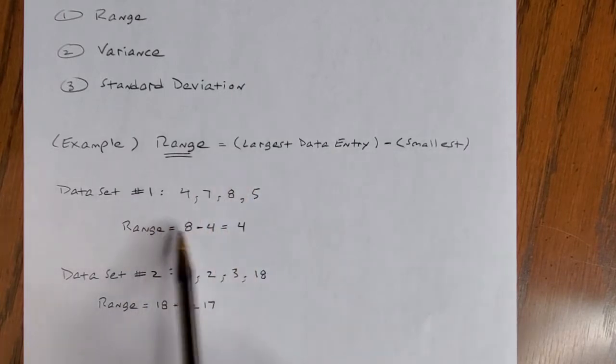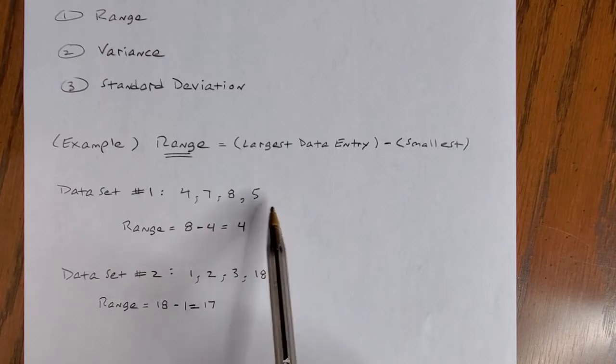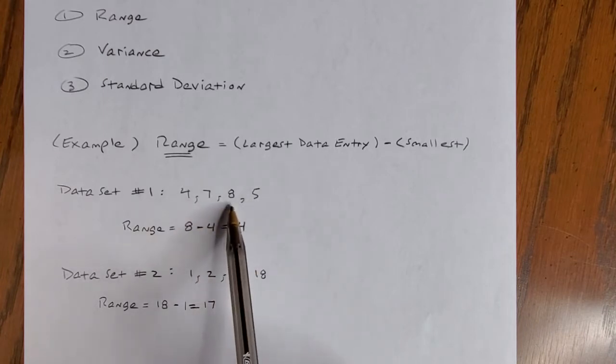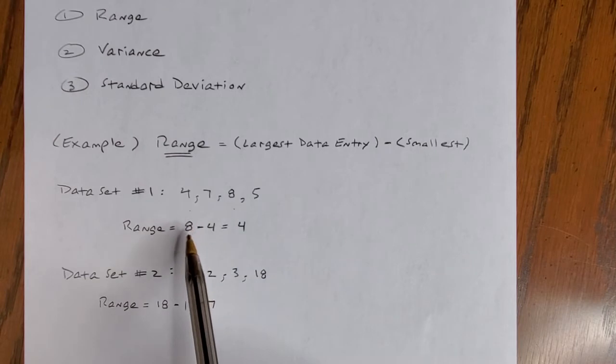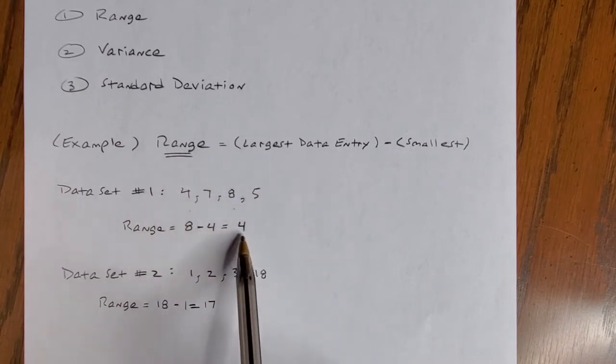So here are the data sets I was using already. Remember? 4, 7, 8, and 5. Well, okay, the biggest is 8, the smallest is 4. The range is 8 minus 4, or 4. That's the range of this data set. That number tells you how far apart the biggest and smallest are.